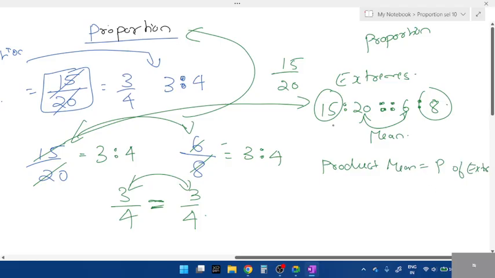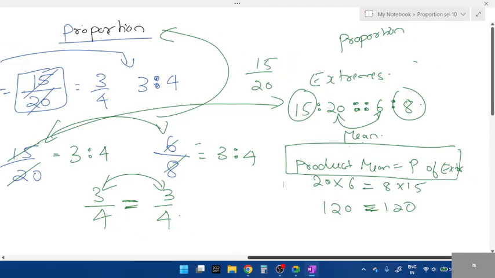What are the product of mean, students? What is product of mean here? 20 into, product meaning multiplication, 6 should be equal to what is extreme? 8 into 15. 20 into 6 is 120. 8 into 15 is also 120. Are they equal? This is the actual concept. This is the actual formula. Product of mean is equal to product of extreme.